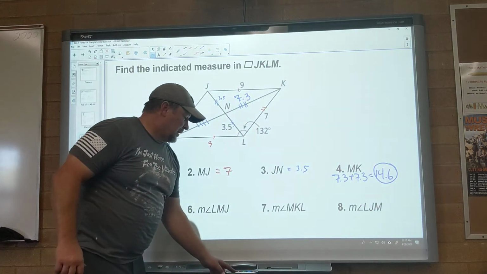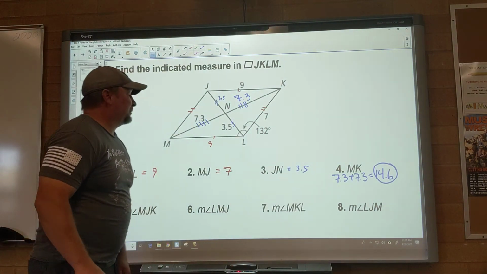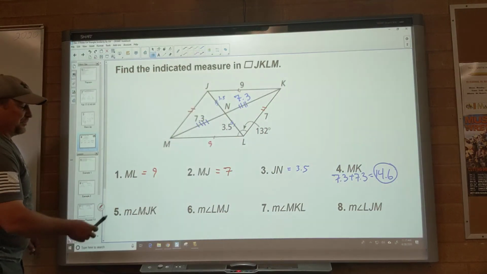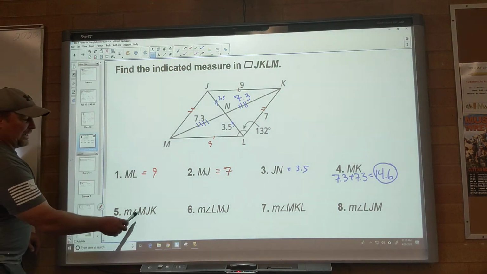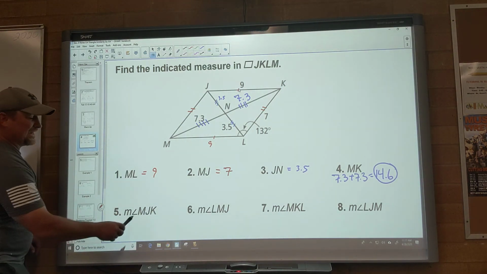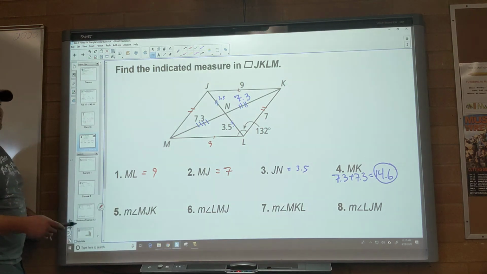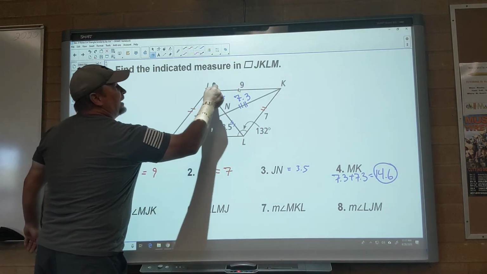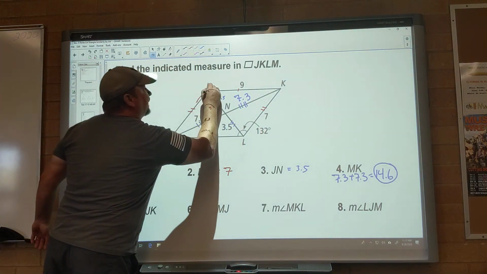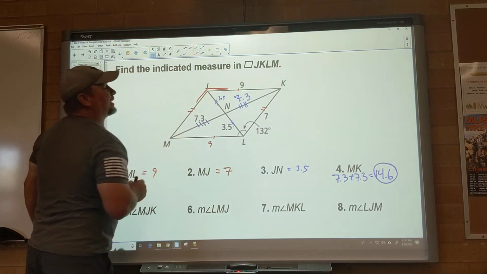Perfect. Okay, this one is dealing with an angle. I want you to remember the symbols. Measure of angle MJK. The angle is actually at J, but then you follow the letters to see exactly how big it is. So MJK. So I'm going to try to mark it in right here like this, you guys. This is the angle I'm talking about.